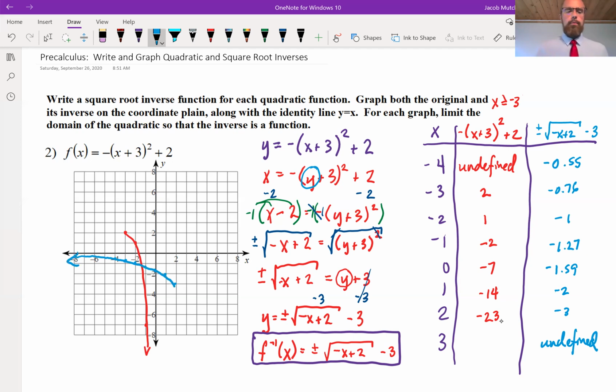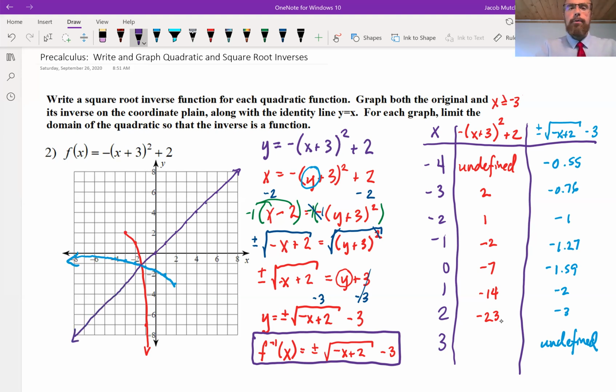And at that point, what I'm ready to place is my identity line. So remember, the identity line starts at the origin and then has a slope of 1. So I can mark those points from corner to corner and then place the identity line. And then we can include the reverse direction as well.